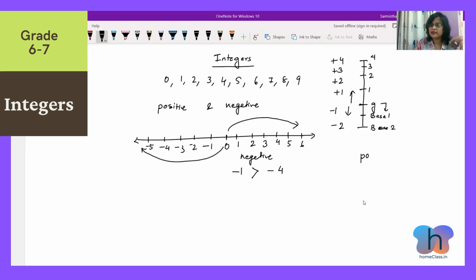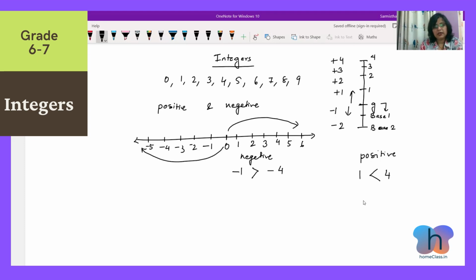But when we consider positive numbers, what do we need to see? If I represent 1, which is a positive number, and another positive number, 4, always remember that the bigger the digit, the bigger the number. So whenever it is negative, we consider the lower digit as the higher number. And whenever we consider positive numbers, the bigger digit is the bigger number.